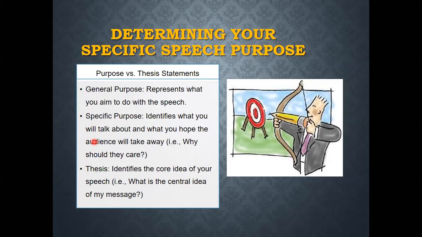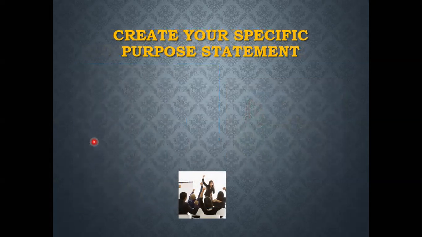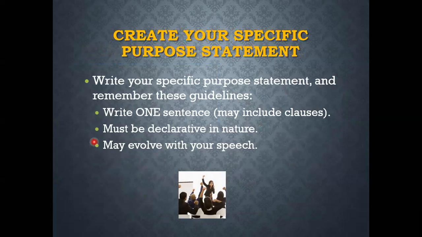If you're still confused on purpose statements, then here are some tips to help you. 1, remember to write one sentence. Similar to a thesis statement, your purpose should consist of one sentence, and it can include clauses or conjunctions, such as words like and, so, or but. You can connect two ideas by using a conjunction as you are writing your one specific purpose statement. If you're writing a specific purpose paragraph, then that will eat up too much of your speech time. So again, focus on one sentence. Second, your purpose statement must be declarative in nature.